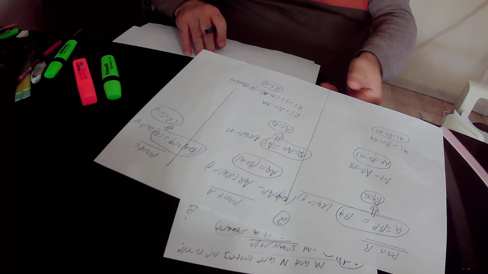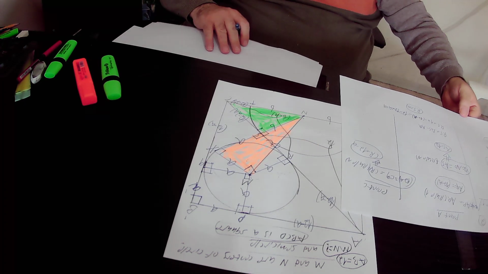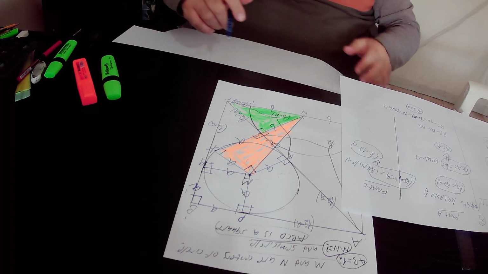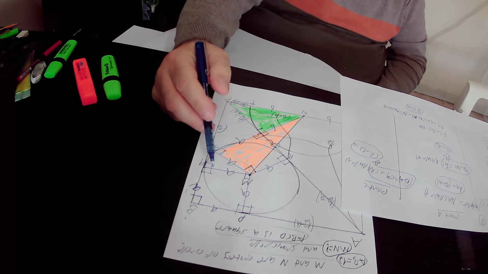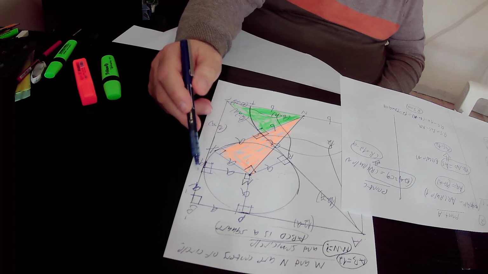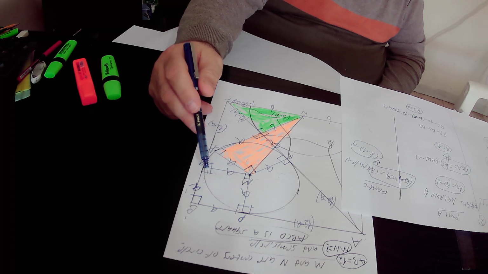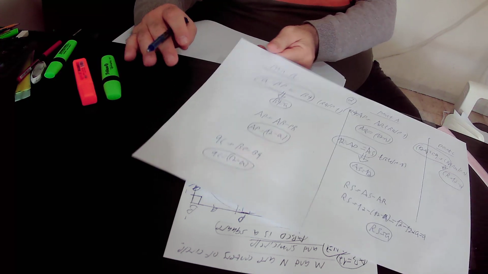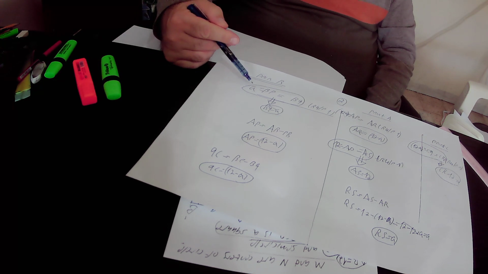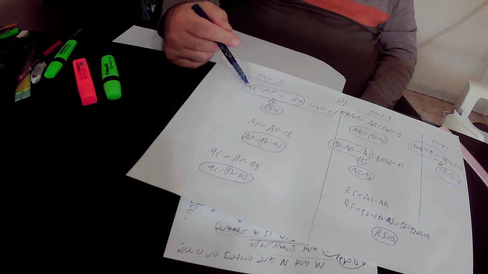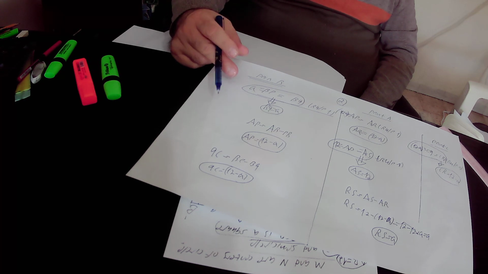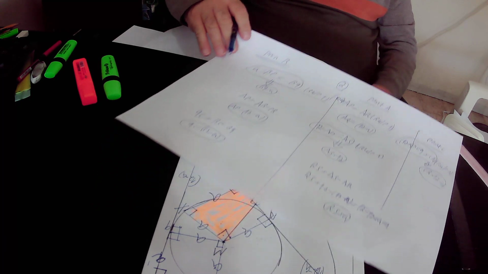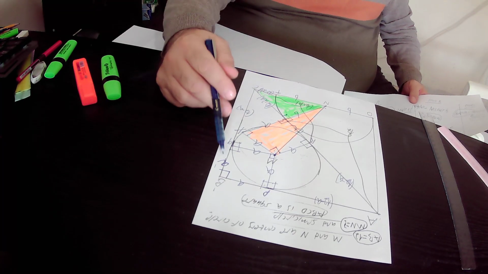From the external point B, we have two tangents to this circle. We have tangent BP and tangent BQ, and according to rule number 1, they are equal to each other. That is to say, BP is equal to BQ, but according to our definition, BP equals A. From this equation, we conclude that BQ also equals A. So here we found out that BQ equals A.